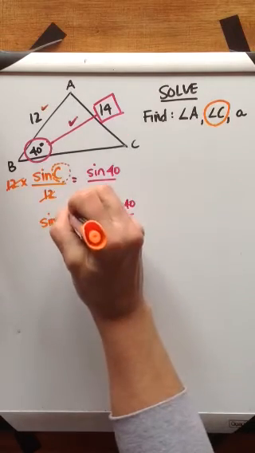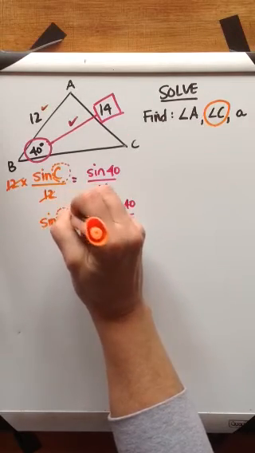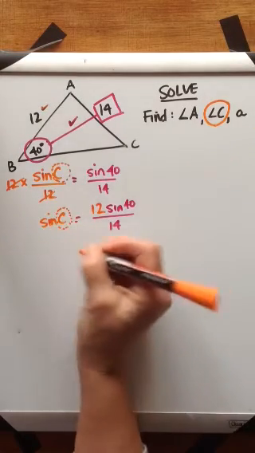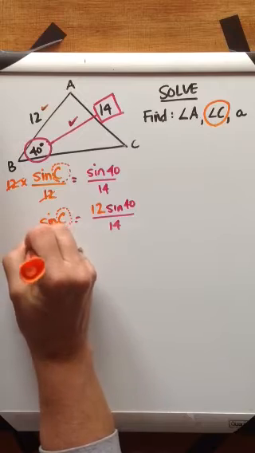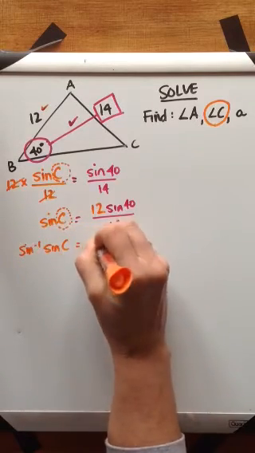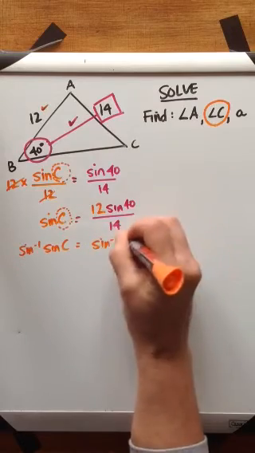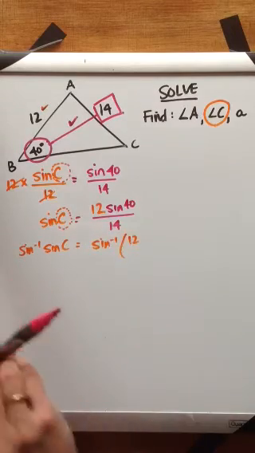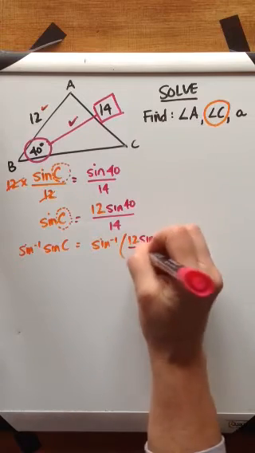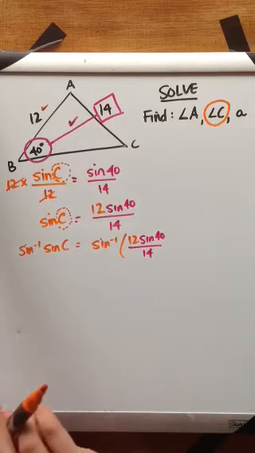Now, the only other thing that's preventing me from solving for C is the sine operation. In an earlier lesson, we learned that the inverse sine is the operation that will cancel out sine. So let's take the inverse sine of both sides. And let's remember that when we write inverse sine, it always comes first. Like this.